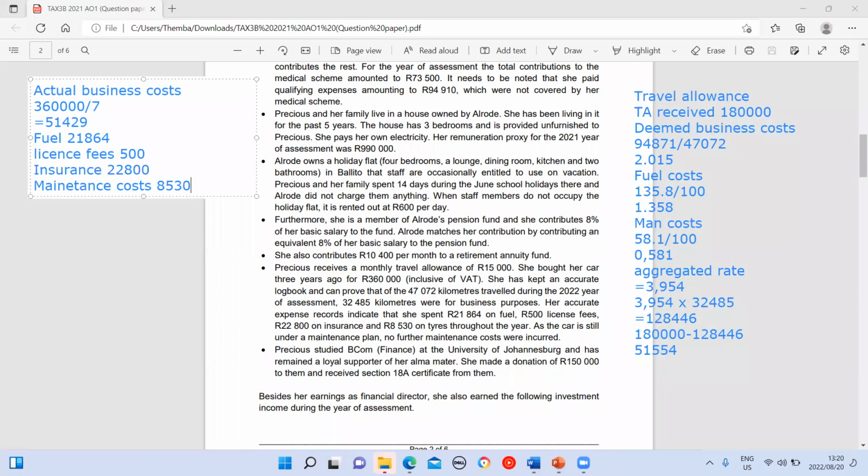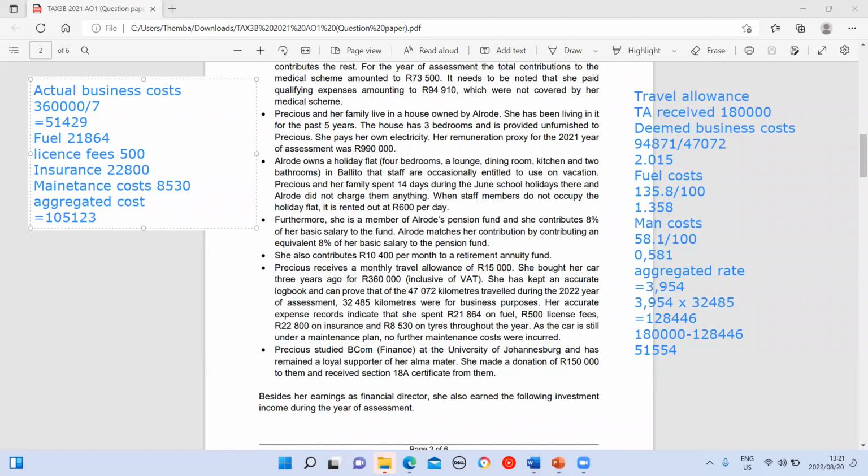Then do as we did above on the right here, we'll aggregate into one cost amount. It's not a rate this time. So what is it? Aggregate cost is going to be equal to 51,429 plus 21,864 plus 500 license fees plus 22,800 plus 8,580 equals 105,123.